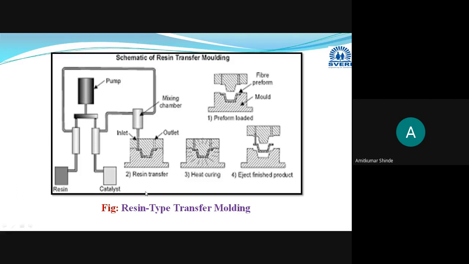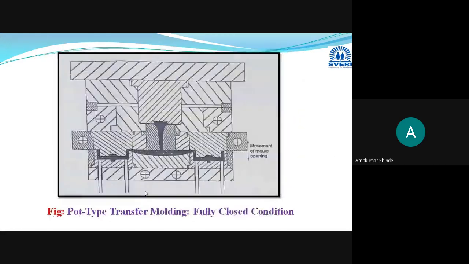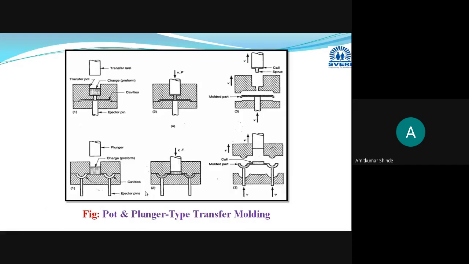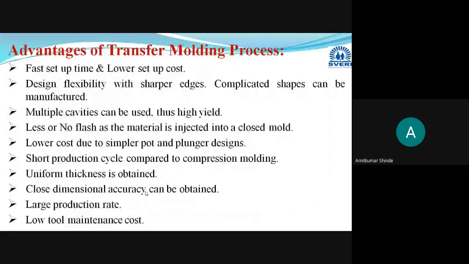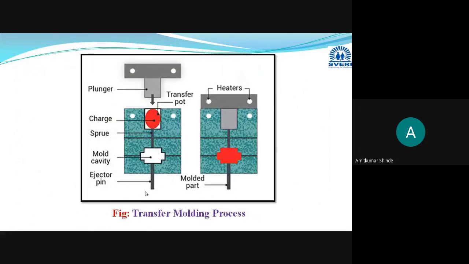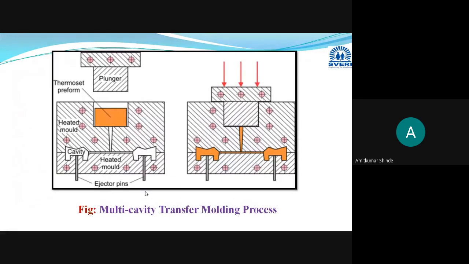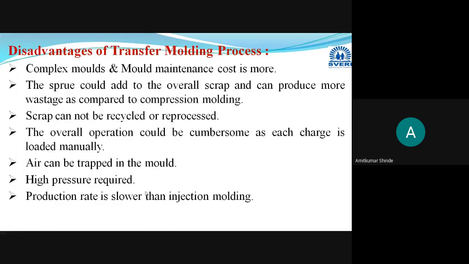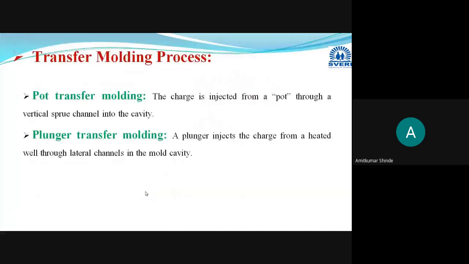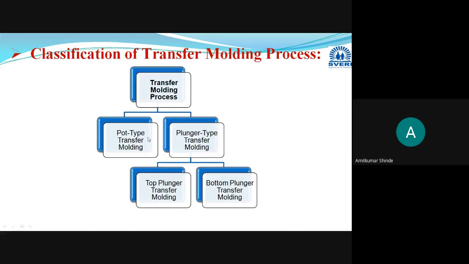This is the basic diagram. So I will take the review of this session. In today's session, we have discussed the basic working principle of the transfer molding process. After that, we have discussed the multi-cavity transfer molding process, the concept of multi-cavity transfer molding. Then advantages, disadvantages, and applications of transfer molding processes. Then classification of transfer molding process into pot type and plunger type, depending on the transfer of the charge from the transfer pot into the mold cavity. These two types.